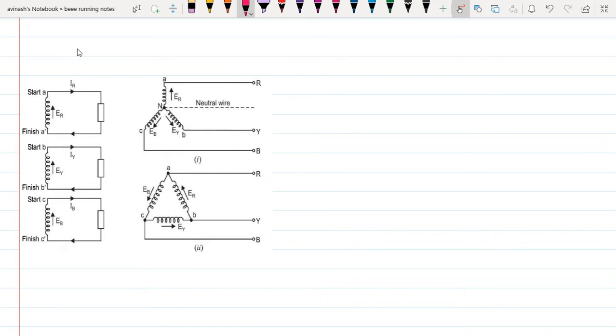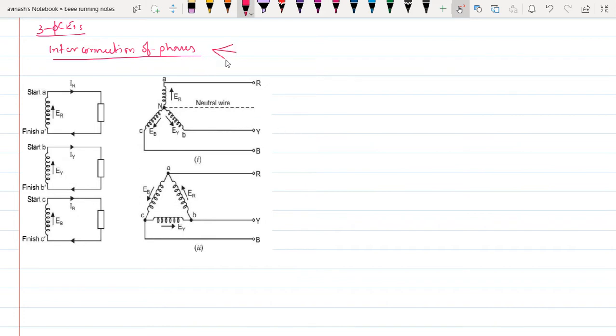We'll see the interconnection of phases. We are discussing the topic called three-phase circuits. Under that topic we have interconnection of phases. Interconnection of phases means, as I have already said, three phases.